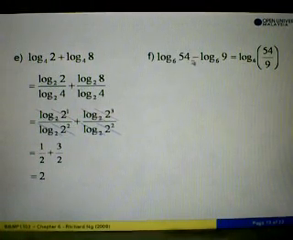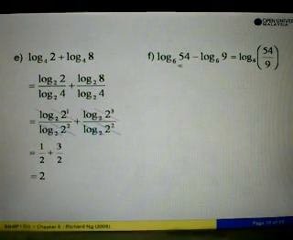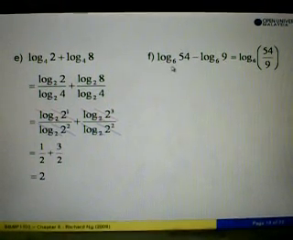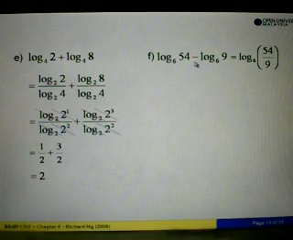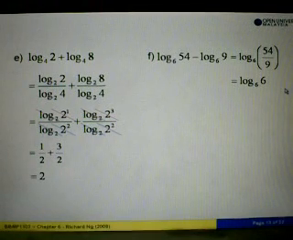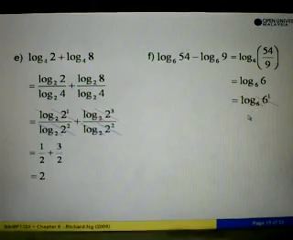Log base 6 of 54 minus log base 6 of 9. Since we have log base 6 and log base 6 here, we take out the log base 6. And since this is minus, we take 54 divided by 9. 54 divided by 9 is equals to 6. Now we can cancel log 6 and 6, so the answer will be equals to 1.